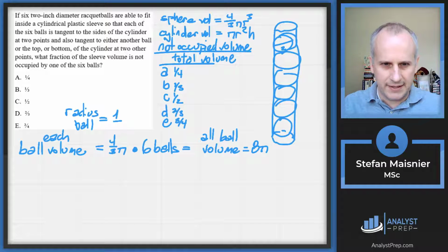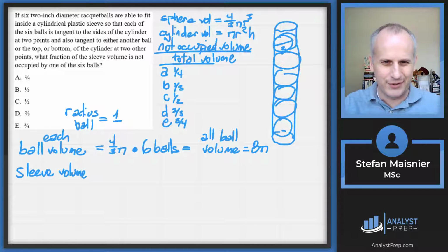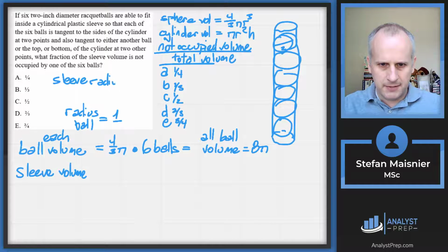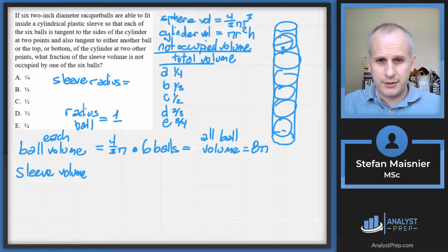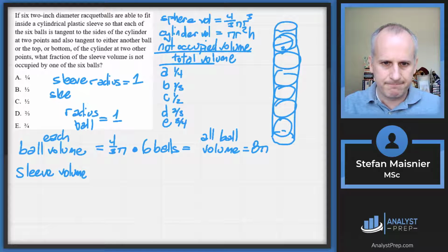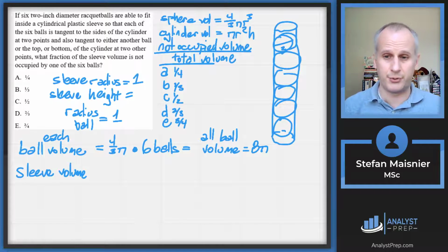So we know that for the sleeve volume, we have to figure out the height and the radius of the sleeve. So we already know that the sleeve radius is 1, because we were told that the balls fit perfectly and they're tangent to the walls. So that means the sleeve radius is 1. But then we have to consider the sleeve height, because that sleeve height is the thing that's going to allow us to solve for the total sleeve volume.